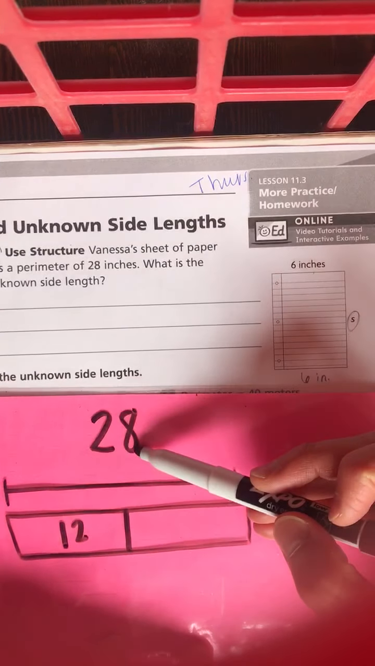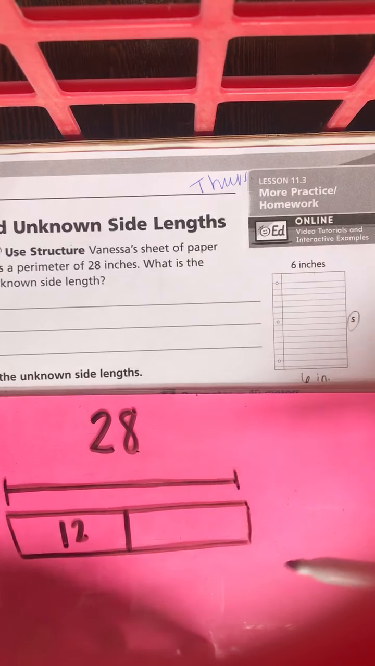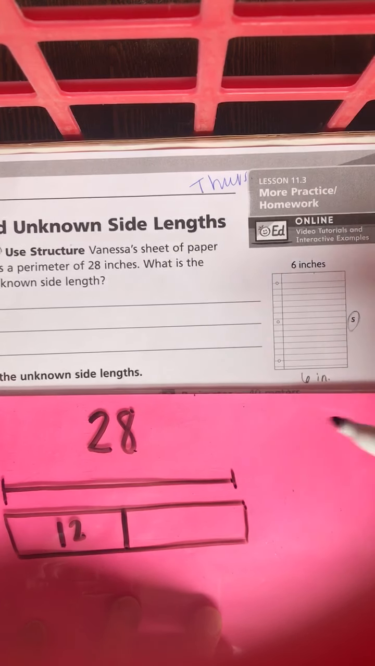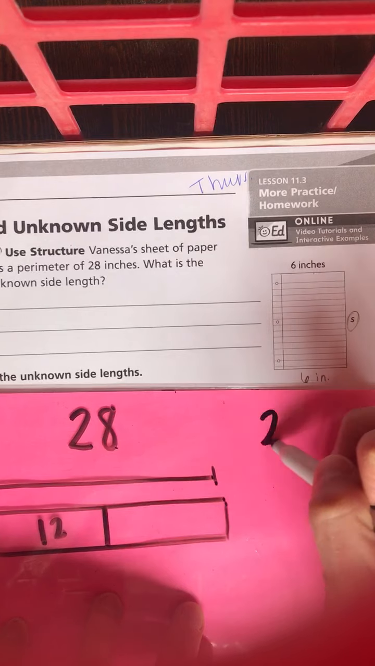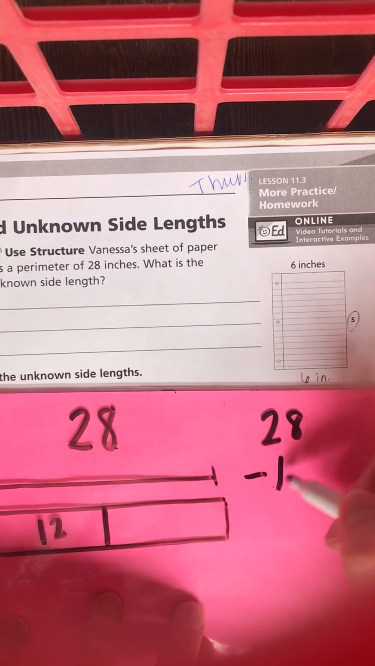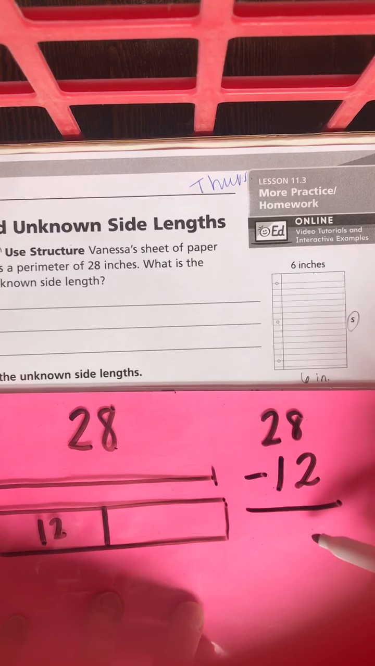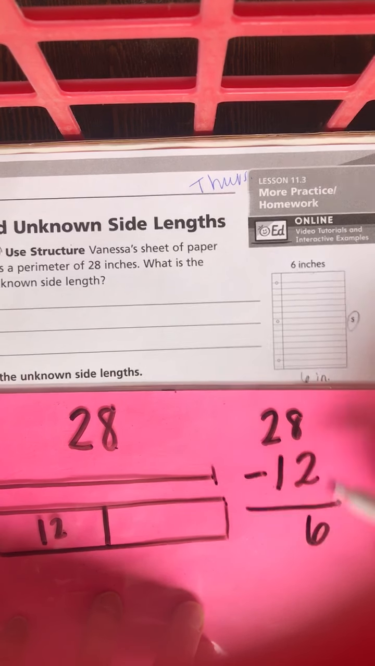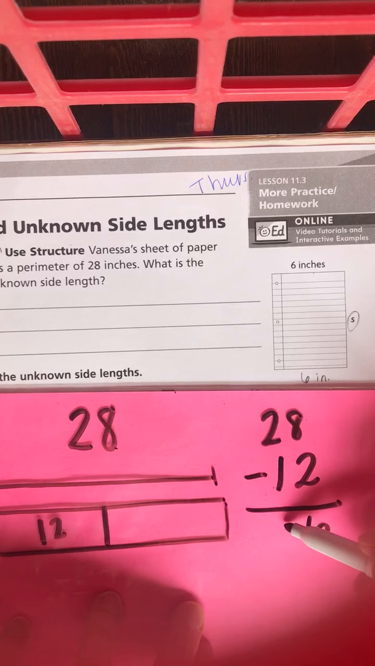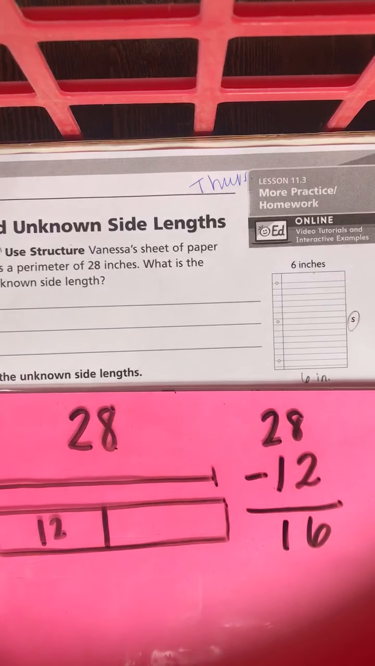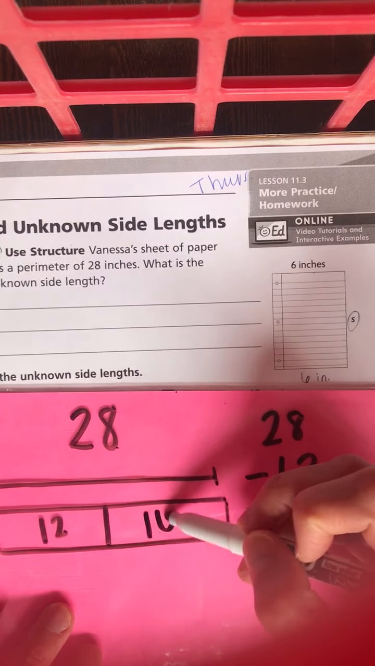So if you have a whole and a part, how do you find that missing part? Very good, you subtract. So we're going to start with the whole. We're going to take away the side lengths that we know. So 8 minus 2 equals 6. Very good. And 2 minus 1 equals 1. So we know that the other part is 16.